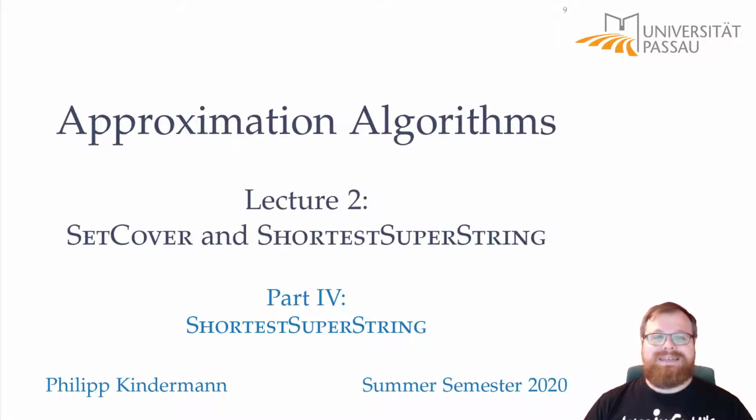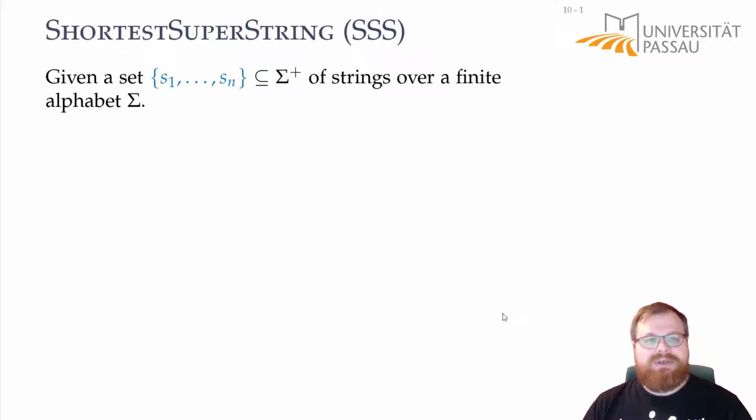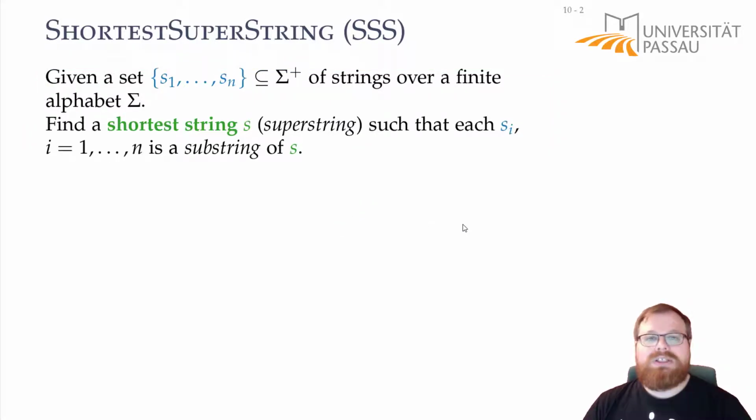We will now look at the second problem for this lecture, shortest superstring. Assume you're given some alphabet. For example, our alphabet consists of the letters A, B, C, and so on. And you also have a set of strings over this alphabet. What we want to do is find a shortest superstring. That means we want to find a shortest string that contains all these given strings as a substring.